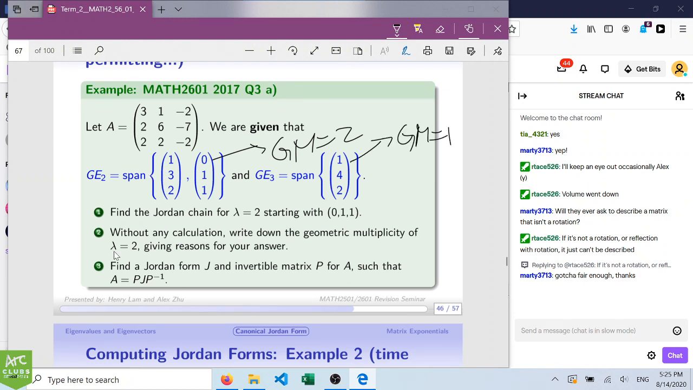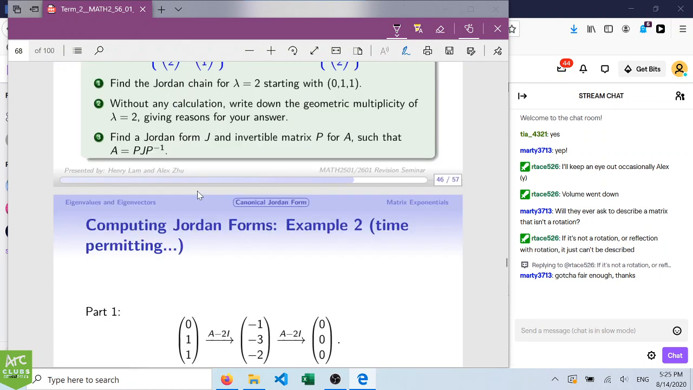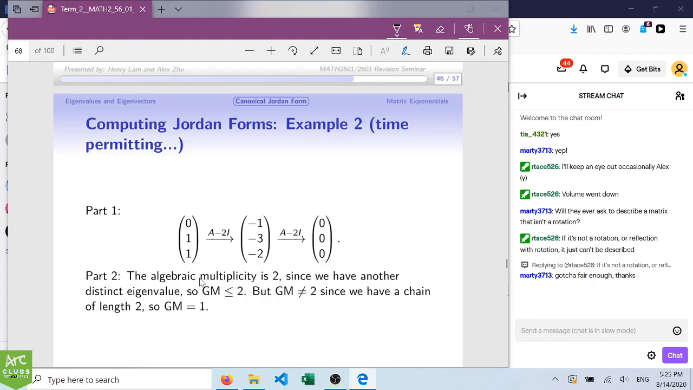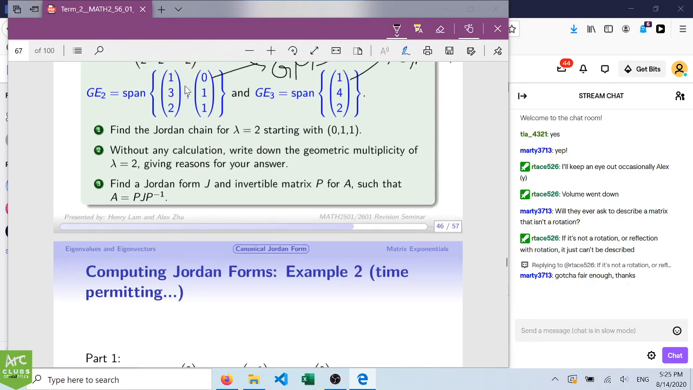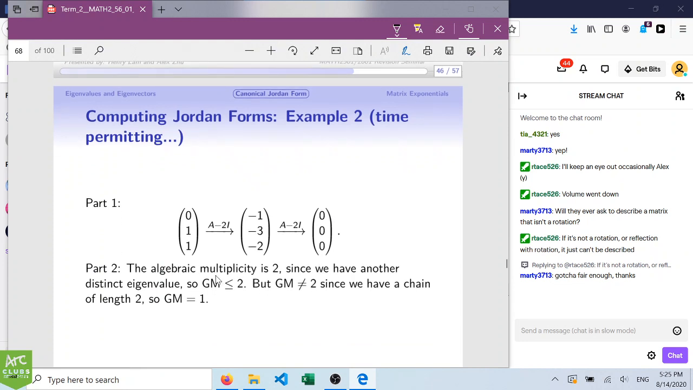And then find the Jordan chain starting with 0, 1, 1, which is one of the vectors. So what are we going to get? We get 0, 1, 1 composed with A minus 2I. We'll get another vector, which is exactly the linear combination of, so we get back into this generalized eigenspace, and then you compose again, and it becomes 0, 0, 0.